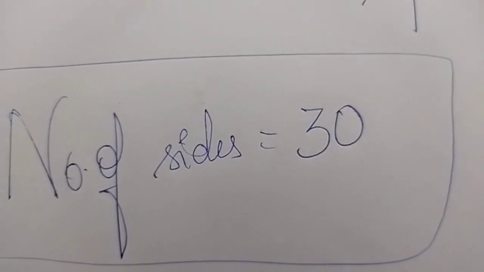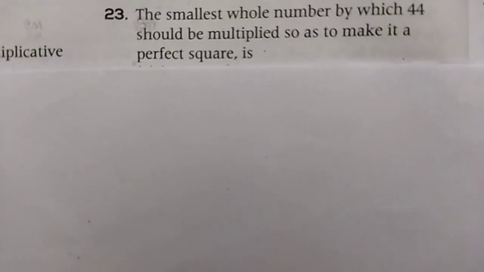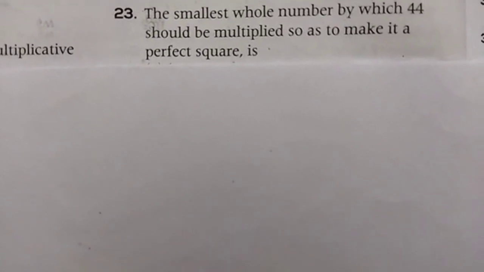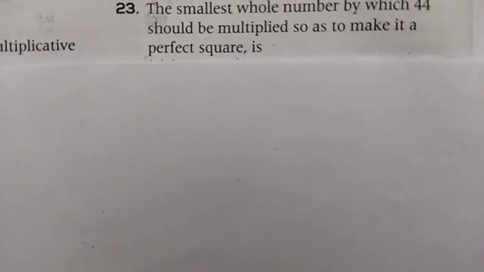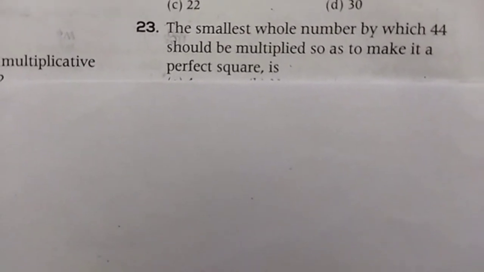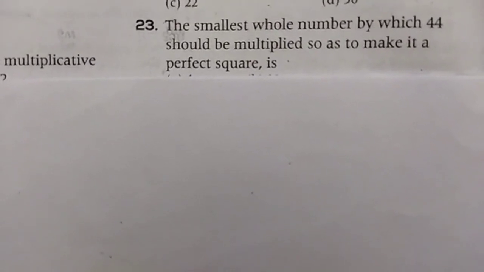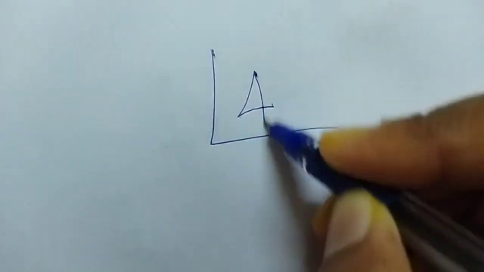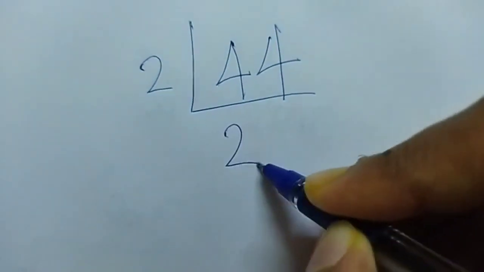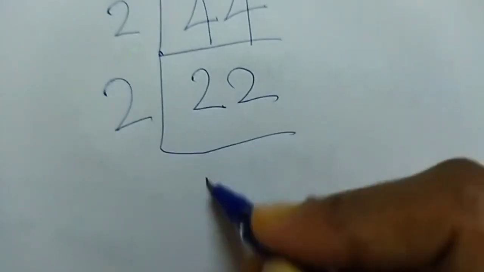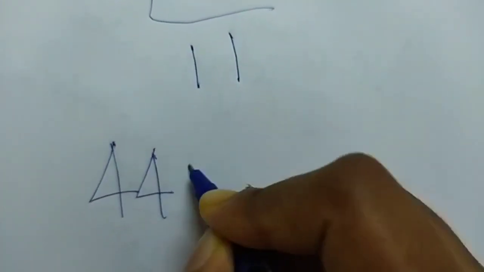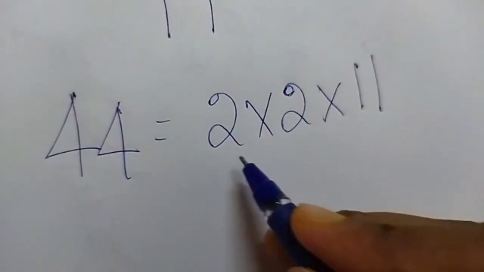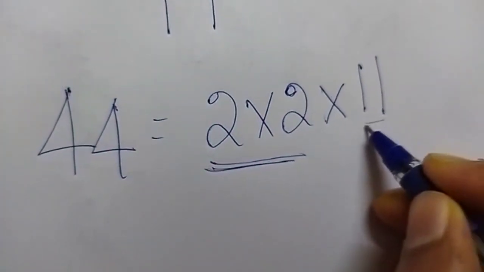Okay, let's go to the next one. The smallest whole number by which 44 should be multiplied so as to make it a perfect square is... So we need to find the smallest whole number by which 44 should be multiplied. In order to find that, we need to find the prime factorization of 44. 44: we can use the 2 table, 2 twenty-twos. Again 2 elevens are 22. So 44 can be written as 2 into 2 into 11. Look here, 2 is in a pair, but 11 doesn't have a pair.